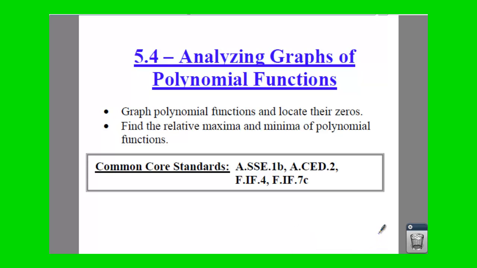How we graph. Analyzing graphs of polynomial functions. This should be a good time. Hope you're going to enjoy 5-4, analyzing graphs of polynomial functions. This is how we graph.